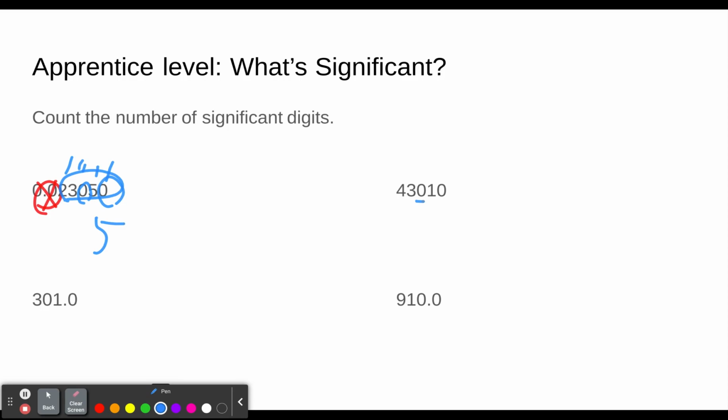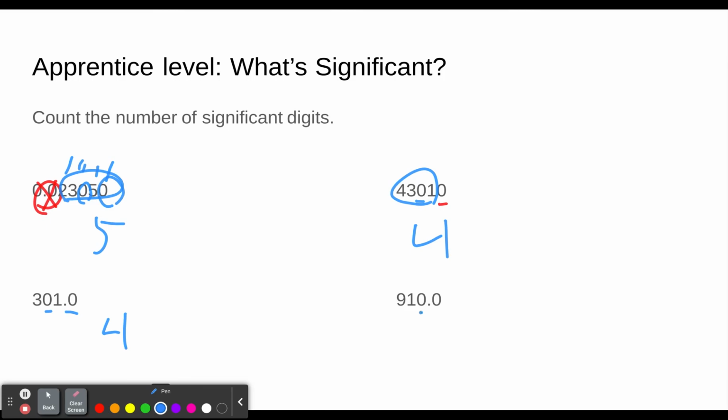Captive zeros are significant. Trailing zeros without a decimal point, not significant. Therefore, our significant digits are right here. That's 4 of them, 4, 3, 0, 1. All right, there is a decimal point, so trailing zeros are significant. Captive zeros are always significant. All right, and so all of these are significant. We have 4 significant digits.